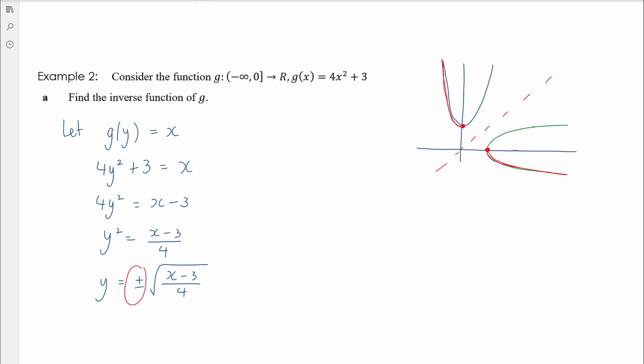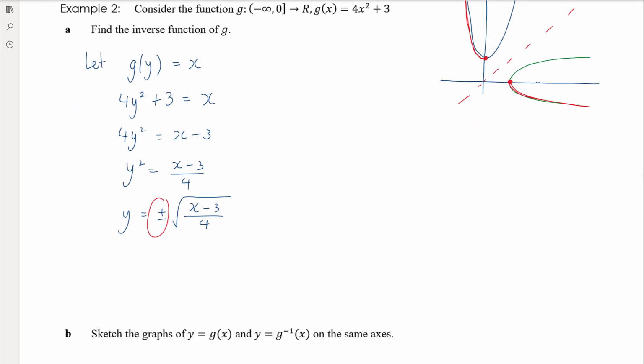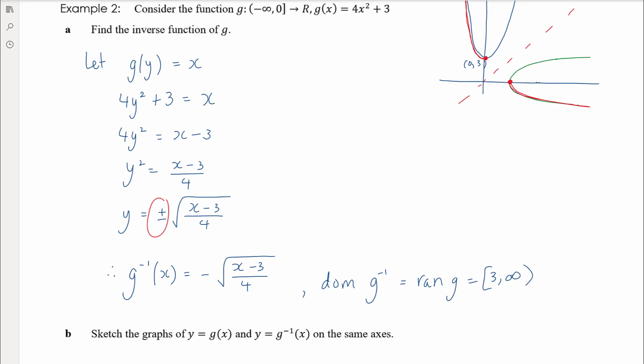If we had started with the right-hand side of the parabola, so if the domain restriction had instead been 0 to infinity, then we would be keeping the top half, the positive square root. So thinking about our domain, our inverse of g is the negative square root of (x minus 3) on 4. We should give the domain of inverse g, which is the range of original g. Looking at my graph, that's up by 3, so the range is from 3 to infinity, and that therefore becomes the domain of my inverse function.